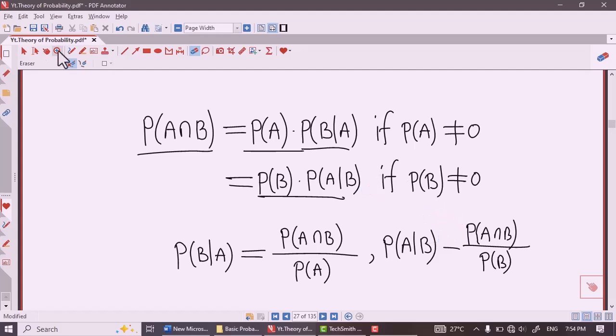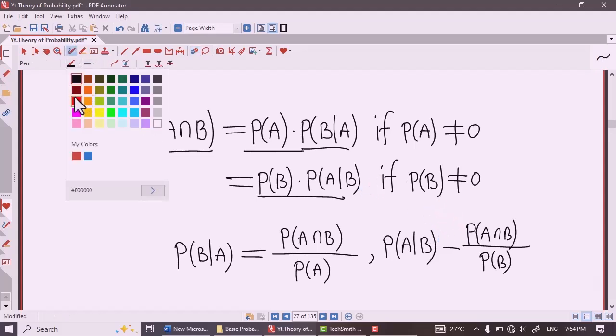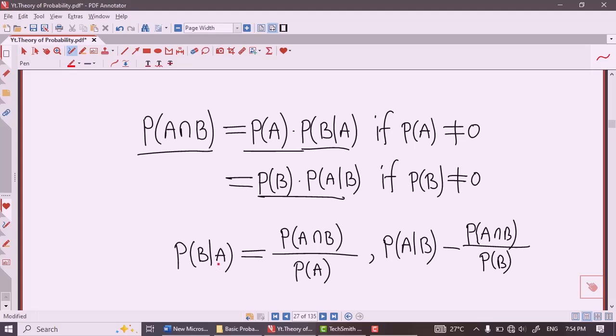So how will we remember this? If we have P of B given A, then event A has occurred first, so we will write probability of A in the denominator, and here we will always write probability of A and B, or probability of their intersection. Here you can see I have P of A given B, that means event B has occurred first, therefore I will divide by probability of event B.